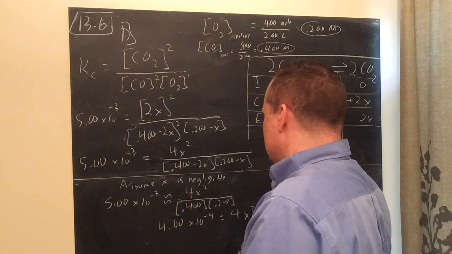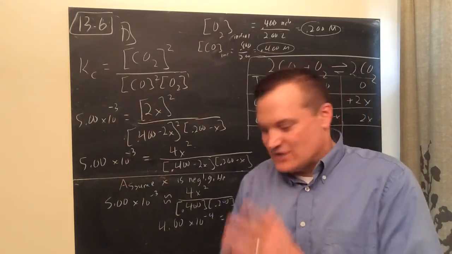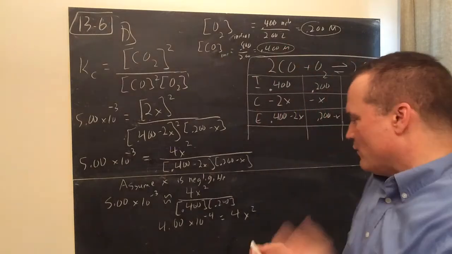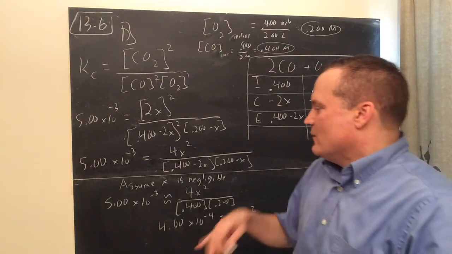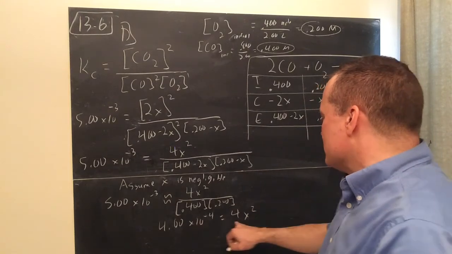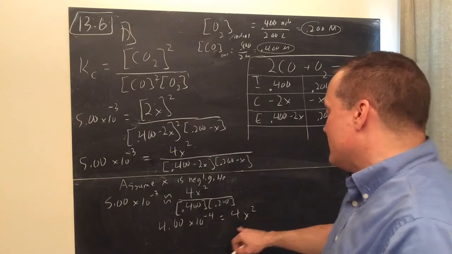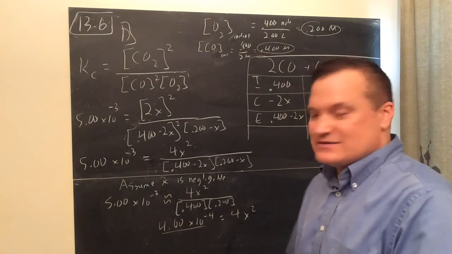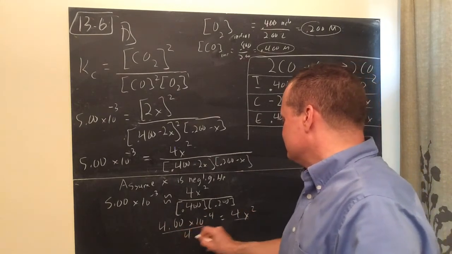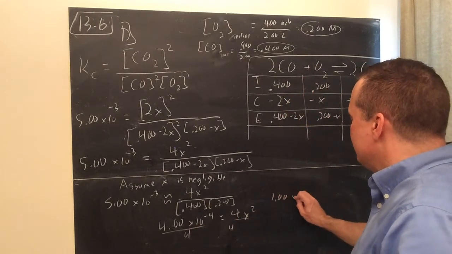And again, let me tell you, never just change the Kc value. It's just that on the paper I had it wrong, and I would have gotten a weird answer. I'll tell you at the end perhaps why. But so 4 times 10 to the negative 4 equals 4x squared. Divide them both by 4. So 1 times 10 to the negative 4 will equal x squared.